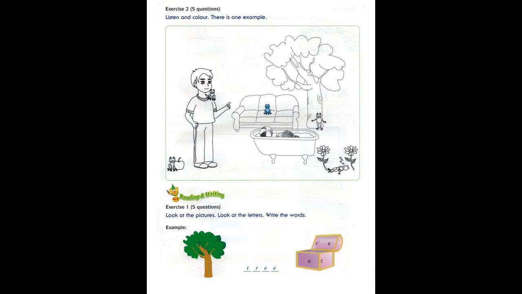Question 4. Okay, here's a frog on the boy's shoulder. Sorry? Where? It's sitting on the boy's shoulder. Can you find it? Yes, I can find it. Can I colour it purple? Purple is nice. Colour it purple.